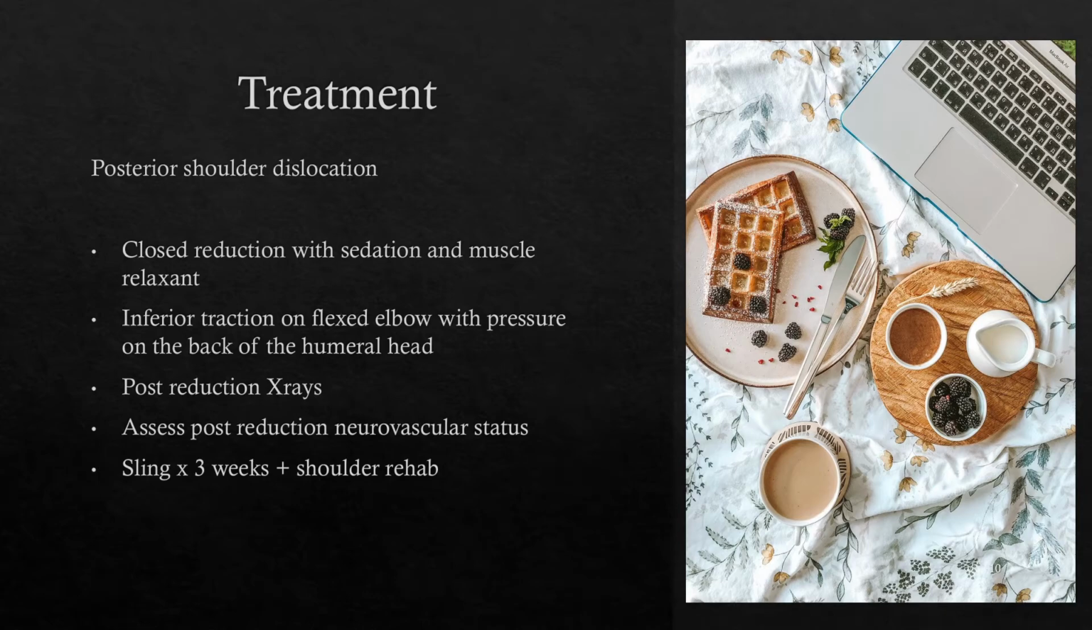The treatment of a posterior shoulder dislocation is largely similar to that of the anterior shoulder dislocations, which includes a closed reduction with sedation and muscle relaxation, inferior traction on the flexed elbow with pressure on the back of the humeral head, post-reduction X-rays as per usual, and assessing the post-reduction neurovascular status, then a sling for 3 weeks followed by shoulder rehabilitation.